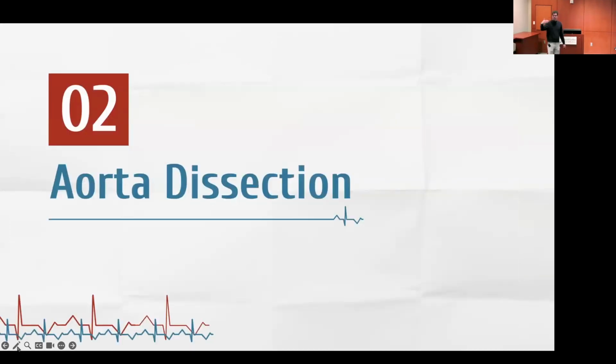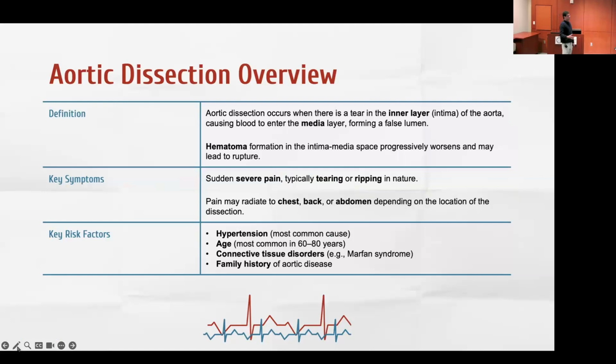So now let's talk about dissection itself. This slide gives you a brief take-home message of our talk today. Aortic dissection is defined as a tear in the aortic intima. Blood enters and separates the intima and adventitia layers of the blood vessel apart and goes into the media space. It pushes everything apart and essentially creates a false lumen. The true lumen is where blood flows, and the false lumen is where blood enters, and that's not where blood should be.